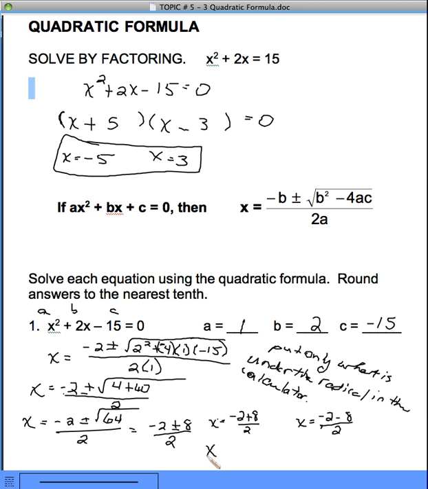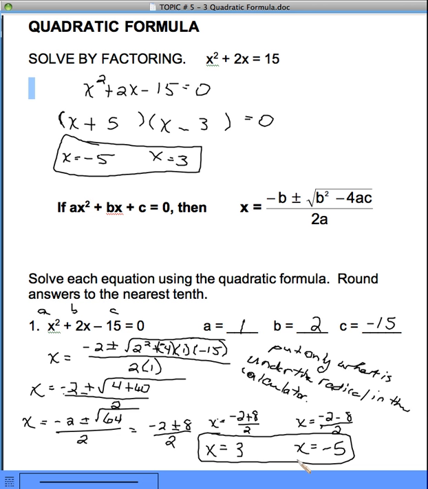So negative 2 plus 8 is 6, and 6 divided by 2 is 3. Negative 2 minus 8 is negative 10. Negative 10 divided by 2 is negative 5. And if you notice, we came up with the exact same answers that we got doing it by factoring.